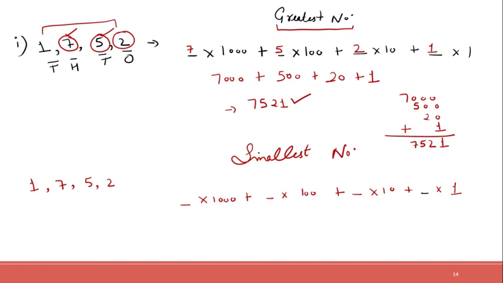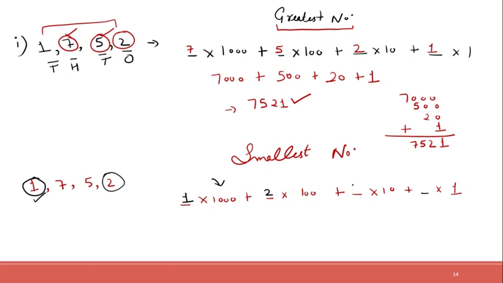Now we have to make the number smallest. To make the number smallest, from which digit will we multiply this 1,000? We'll multiply it with the smallest digit. Which one is the smallest among these four? Obviously 1 is the smallest, right? So we'll multiply it by 1. Then again we have used 1, right? Now we are left with three digits, which is the smallest among these three? It is 2. Now we use 2.